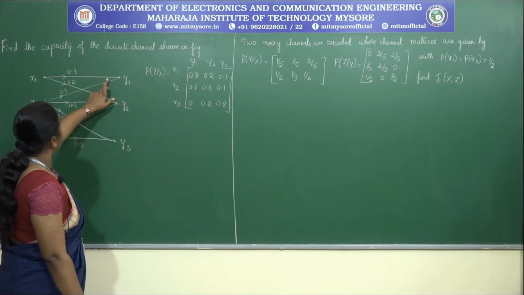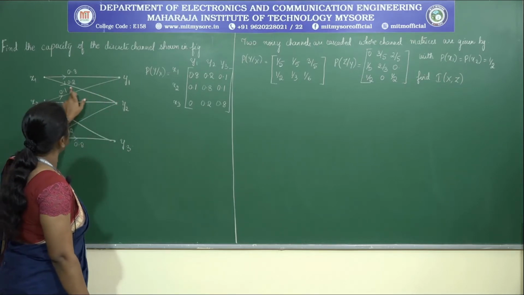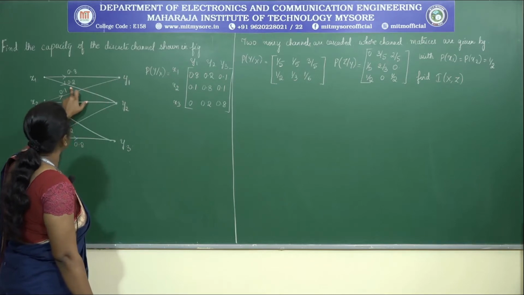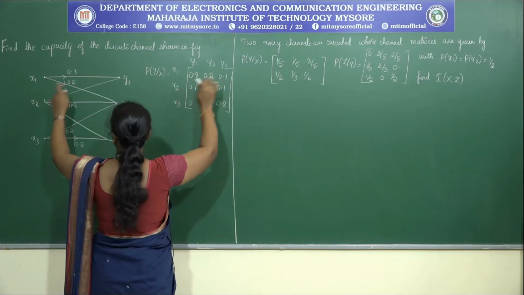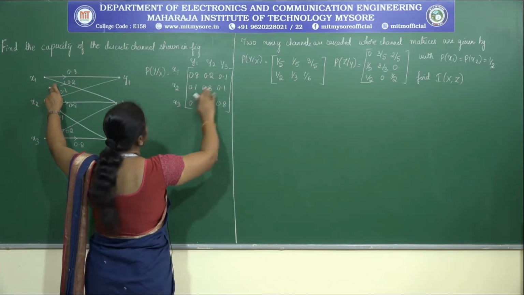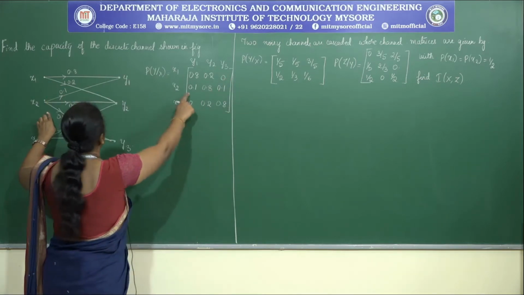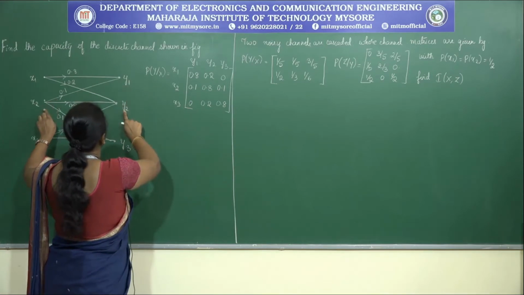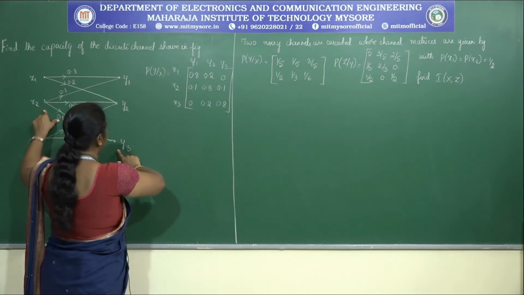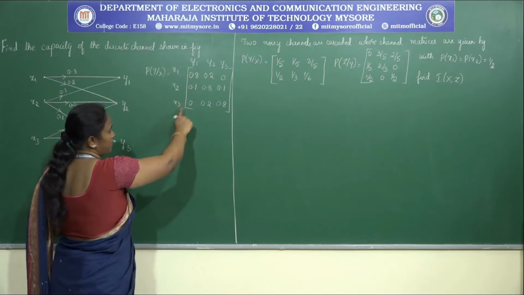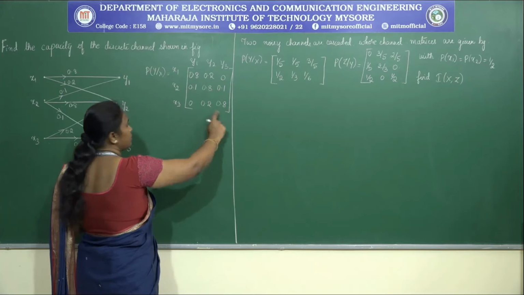So this is y1 by x1, 0.8. Then y2 by x1 is 0.2. Then y3 by x1: we don't have any value, so this will once again be 0. Then y1 by x2 is 0.1, y2 by x2 is 0.8, and y3 by x2, we have a connection, that is 0.1. Then y1 by x3 we don't have, so it is 0, then y2 by x3 is 0.2, and y3 by x3 is 0.8.